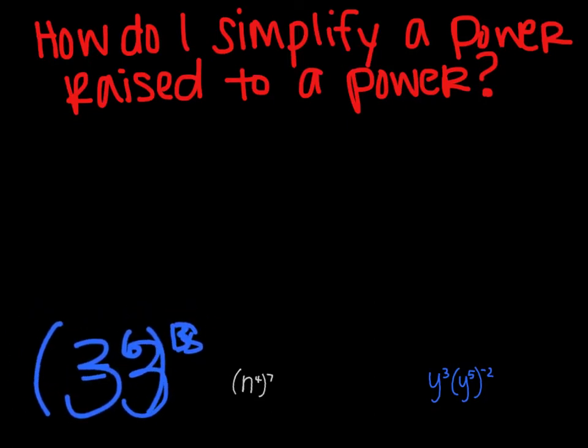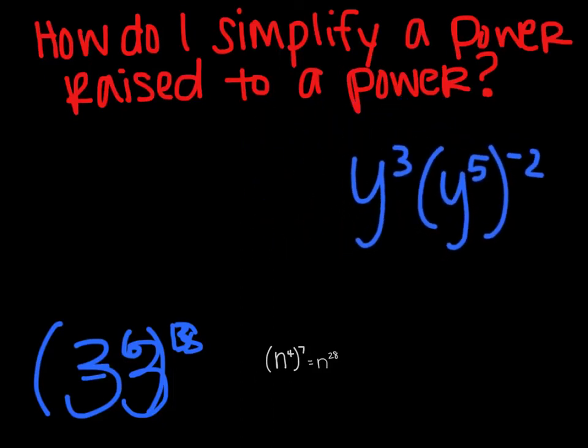You can also apply it with variables. n to the 4th power raised to the 7th power really just means I have n to the 4th times n to the 4th times n to the 4th, 7 times. I can take that, and my base stays the same, and I multiply, so 4 times 7 is 28. That is my answer for that one.